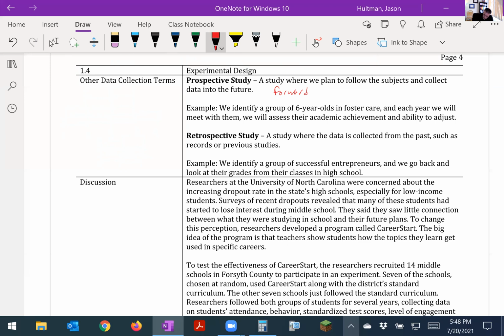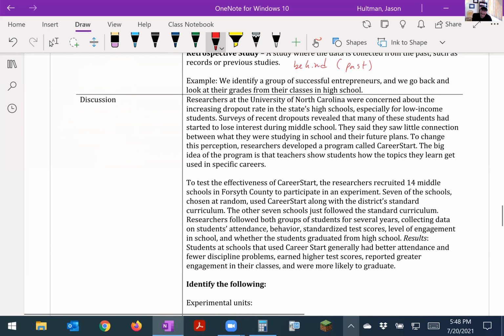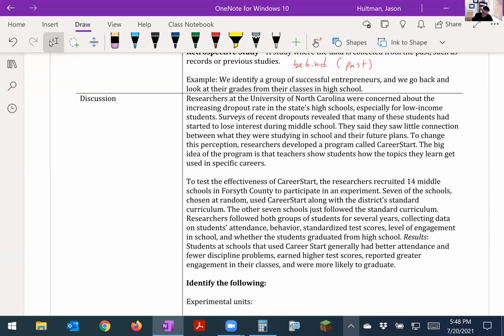Retrospective is a study of data collected from the past. So this is behind. Forward or future focused, and behind would be past focused. So example, we identify successful entrepreneurs and we go back and look at their grades from their classes in high school.